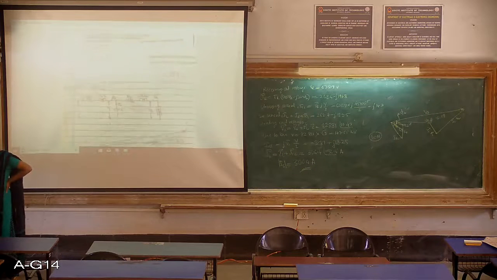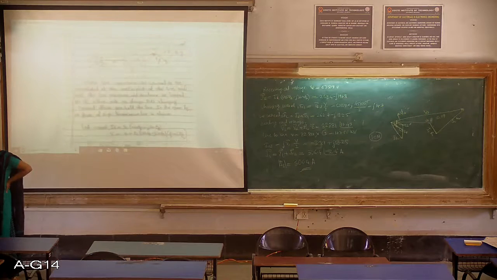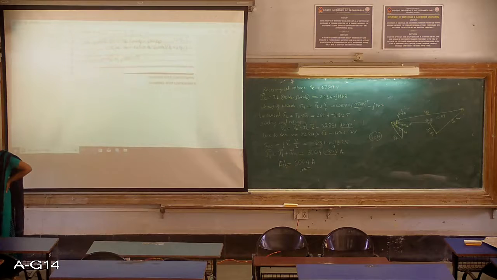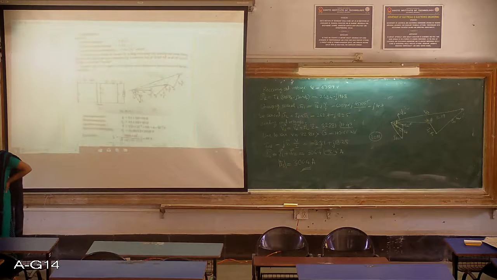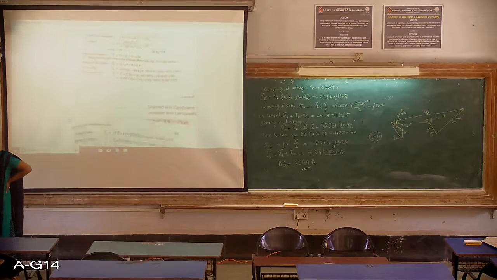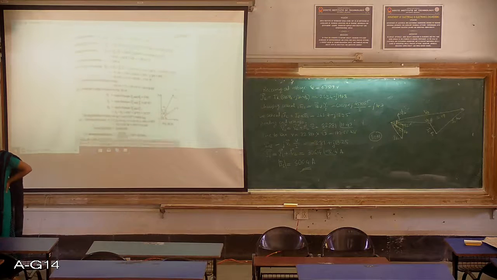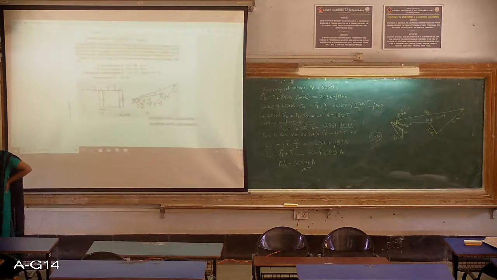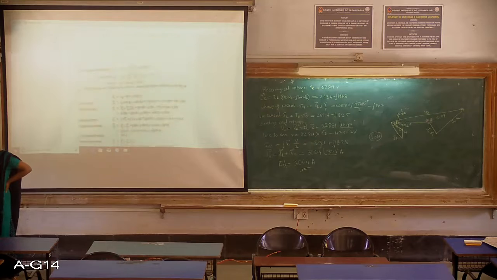The T method was discussed yesterday. That is also included in your notes. I'll just briefly tell you what is meant by long lines. Lines greater than 150 kilometers we group under long lines. You can see there are many problems which I have included.